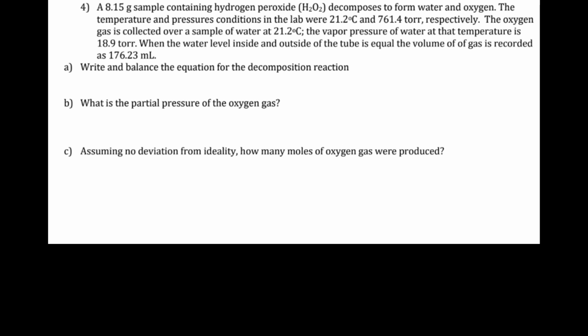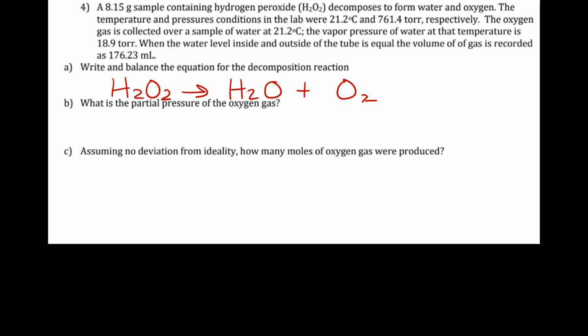When the water level inside and outside of the tub is equal, the volume of the gas is recorded as 176.23 milliliters. So first we've got to write out and balance the equation for the decomposition reaction. So we know that it is H2O2, and it's decomposing to form water, H2O, and oxygen, which is a diatomic element. Now you need to balance.